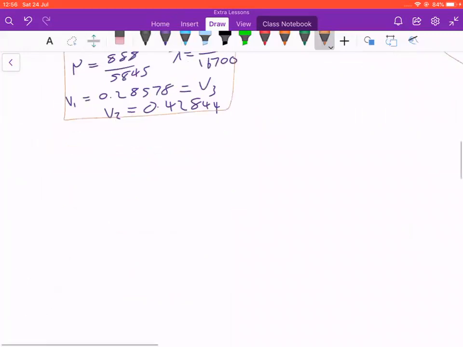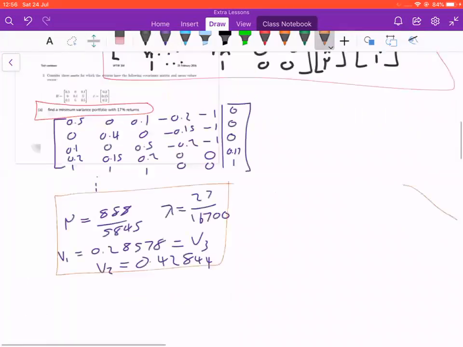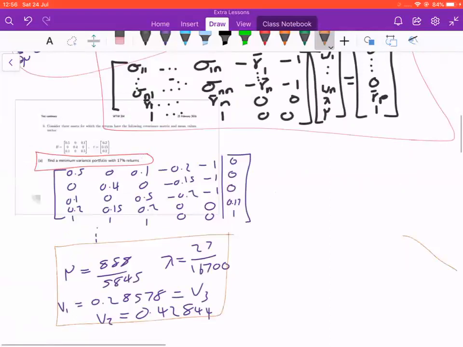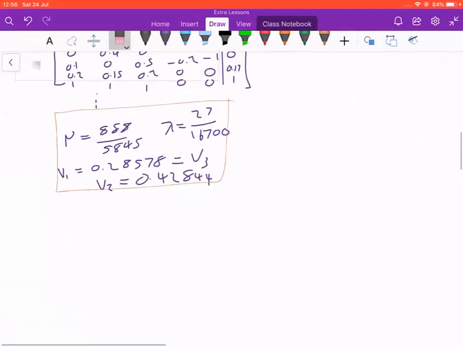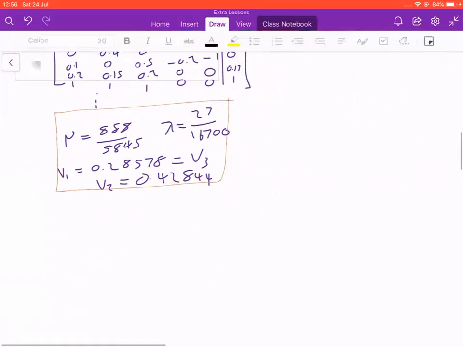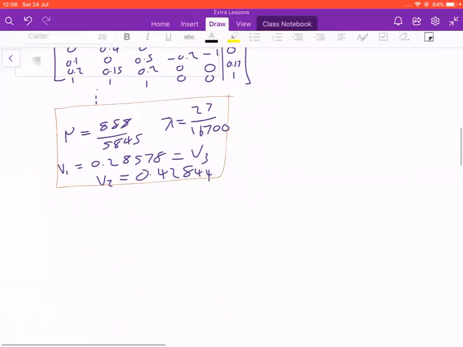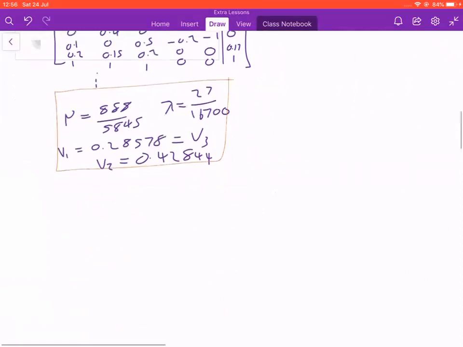So what if you are not given the returns? What if they do not specify what returns you should have? In this case, this type of question wouldn't necessarily be asked in a written exam. If they ask a question like this, it would normally be in the Excel one, because it will take time to prove it.